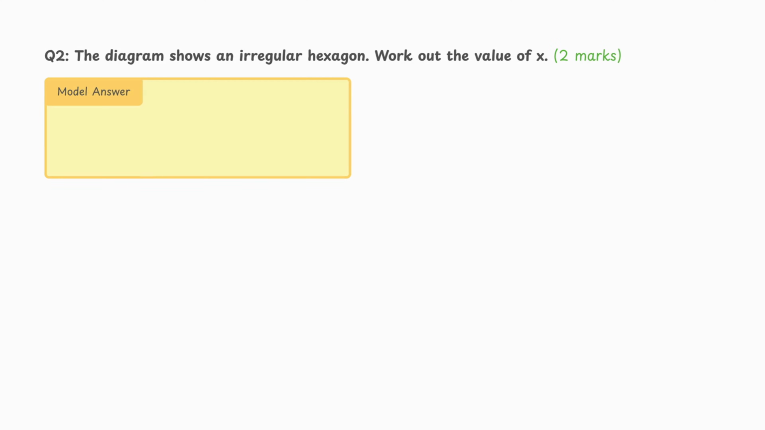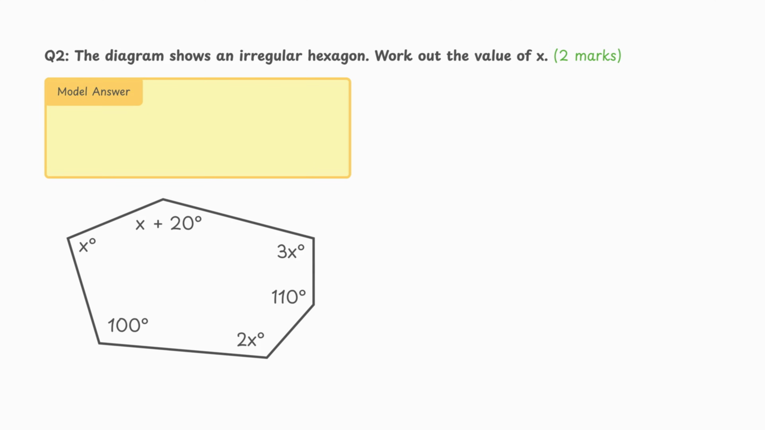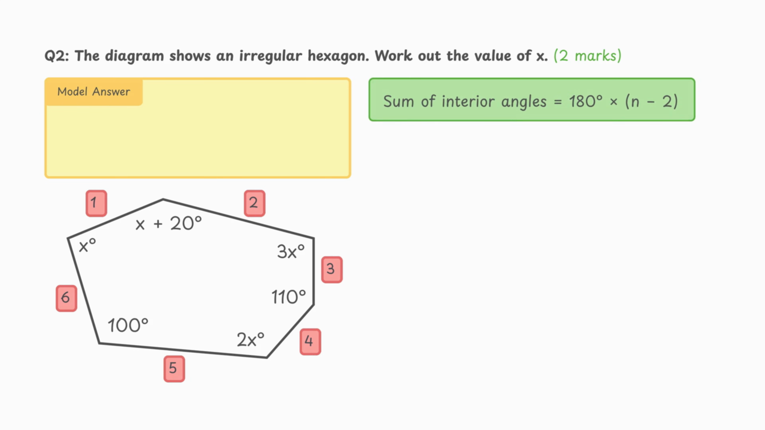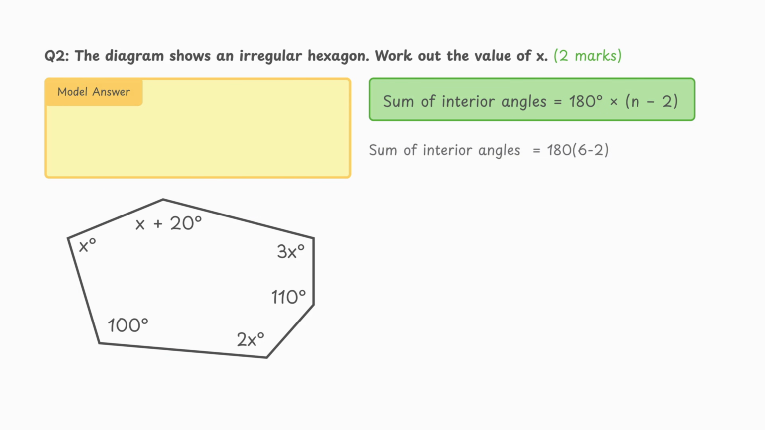Question 2. The diagram shows an irregular hexagon. Work out the value of x. This question is worth 2 marks, so let's go step by step. First, identify what we are dealing with. This is a hexagon, which means it has 6 sides, so we use the formula for the sum of interior angles. Sum of interior angles equals 180 degrees multiplied by n minus 2. Now substitute n equals 6, so we get 180 multiplied by 6 minus 2. That is 180 multiplied by 4, which gives 720 degrees.